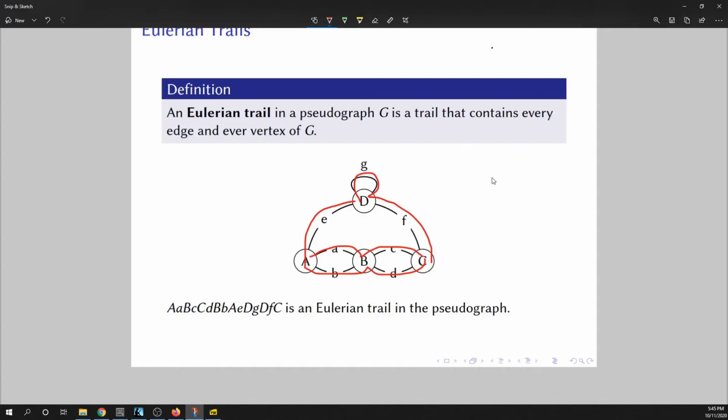It's a trail. We can only use each edge one time. We did that. And this trail has to use every edge, which we did, and every vertex, which we did. Okay. All right. So that's an Eulerian trail.